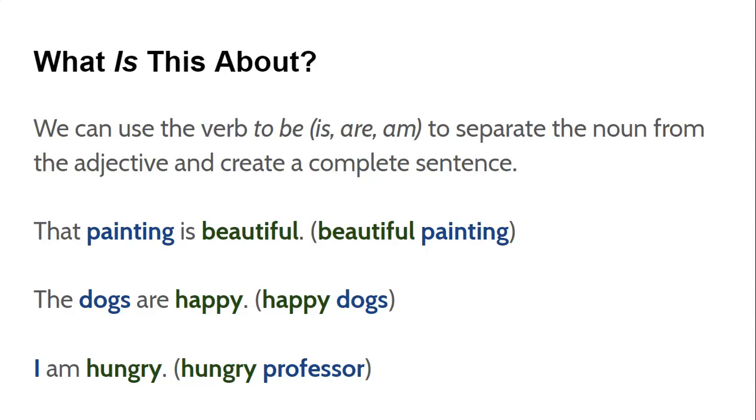You can even do this in the first person. I am hungry. That's basically splitting apart a hungry me. Okay, that sounds very awkward, so we'll just say hungry professor instead. But the main point is that using a form of to be, is, are, am, or if you're talking about the past tense, was, were, you can separate a noun from its adjective and make a complete sentence out of that phrase.